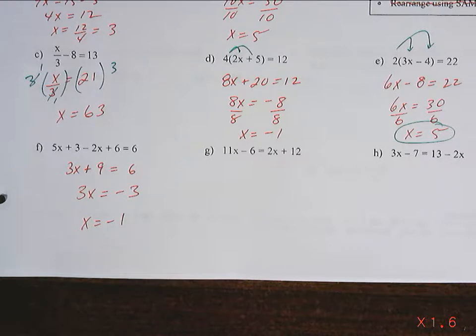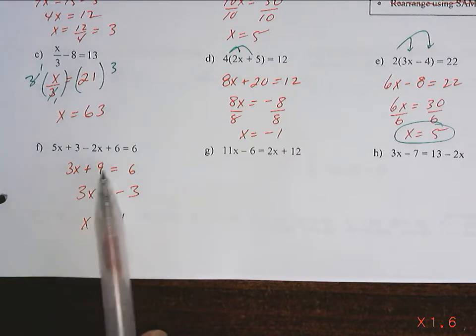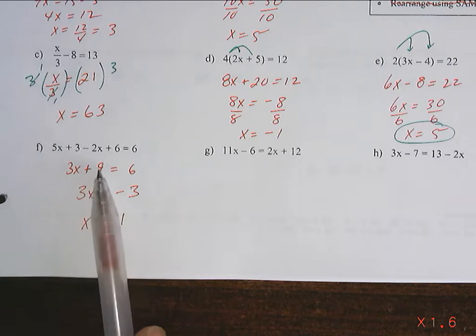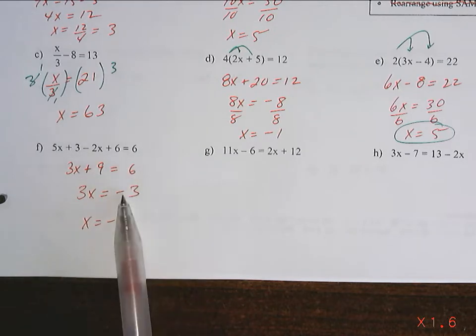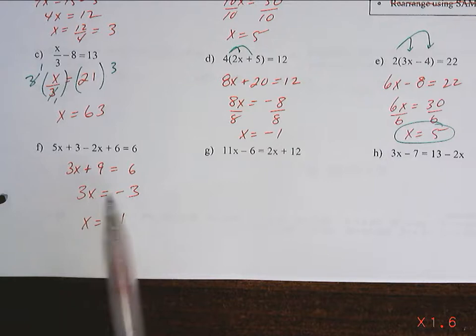That's pretty neat. Wait, sir. Yeah. What did you do with this 6 and 3? Well, let's go slow. The 9 goes over. So it's 3x. The 9 goes over. 6 minus 9. 6 minus 9 is negative 3. I now divided this by 3, divided that by 3, and I get negative 1.